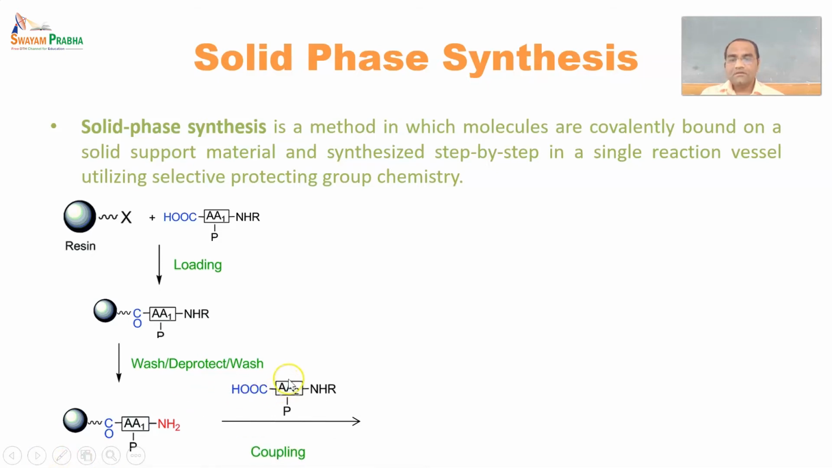Again one more reagent is added, and now it is ready for coupling, because here you can see that NH2 couples with carboxylic acid, forming an amide in between, and this is nothing but a peptide bond. This is how peptides are synthesized by this method.